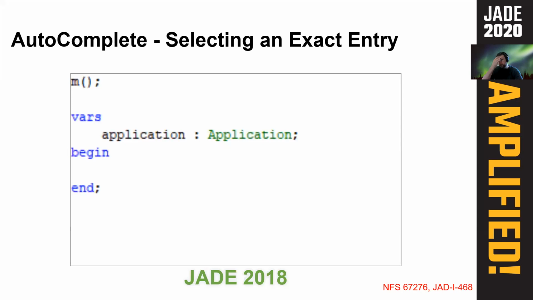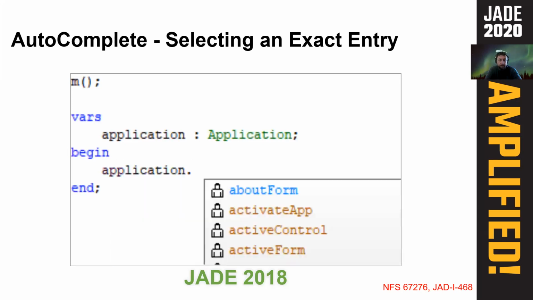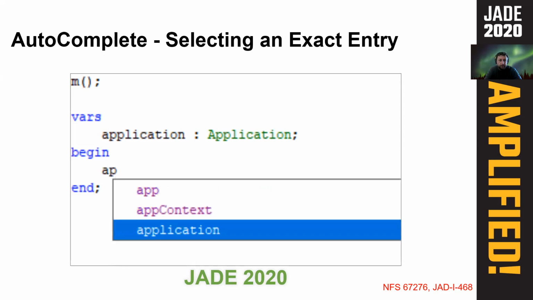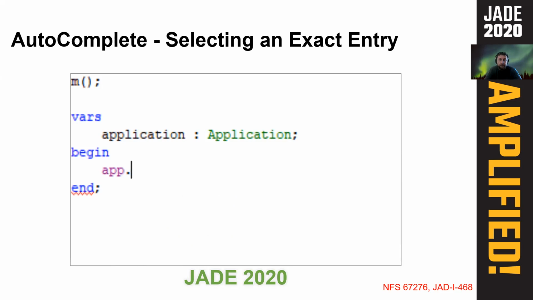So in 2018's behavior, both application and app are in AutoComplete. You type app dot and it will incorrectly select application instead. And in JADE 2020, because we've got a matching entry in our AutoComplete list, we'll insert that one instead. Now it's a small quality of life improvement, I know, but I've included it in here because the previous behavior was a bit of an inadvertent.